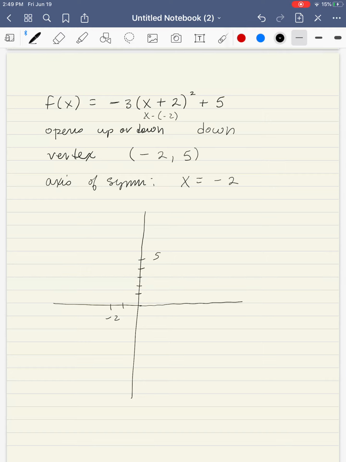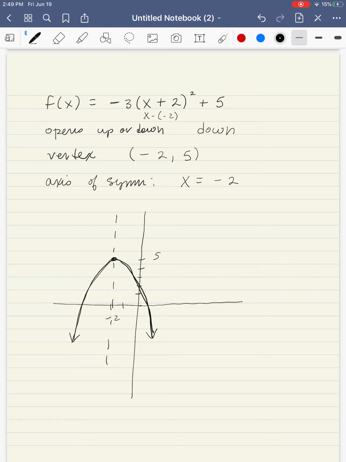All right, our vertex is -2, 5. And it opens downwards. So I'm just going to sketch this. I don't really know where it crosses the x and the y-axis. We'll look at that some more later. What we're interested in here is the axis of symmetry and the vertex.